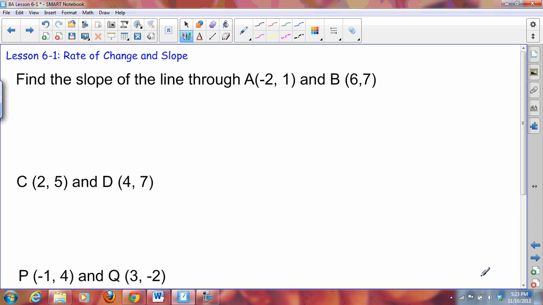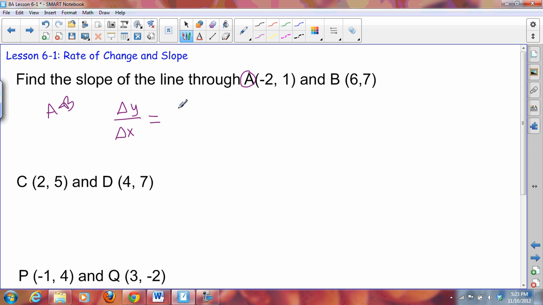Let's see. Find the slope of the line through A, negative 2, 1, and B, 6, 7. Okay, so I'm going to do change in y over change in x. I'm going to do the y from A first. I'm going to do A minus B on the top and the bottom. Okay, you can't switch them or you'll wind up messed up.